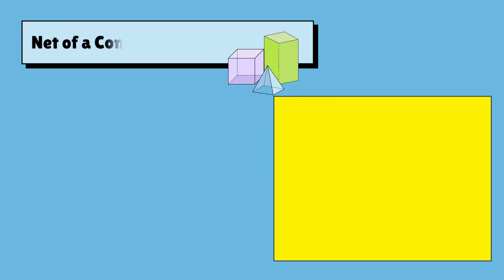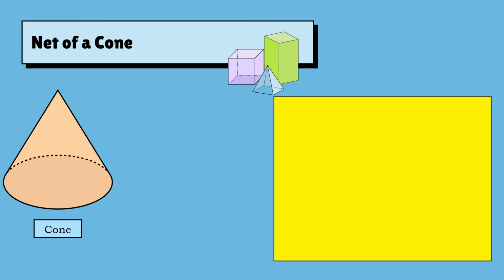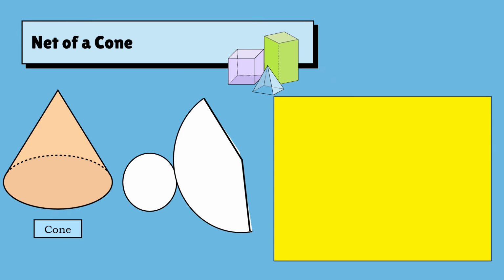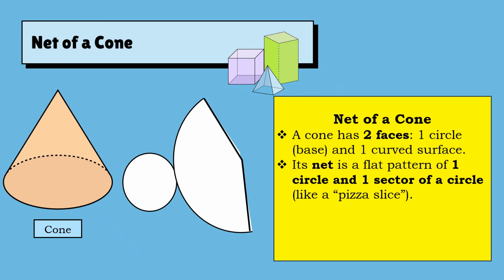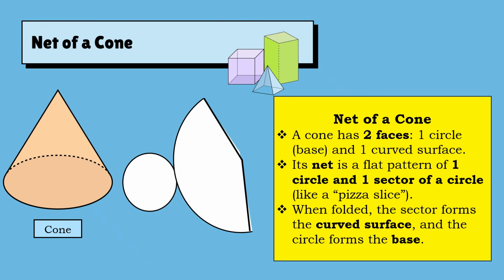Do you know what the net of a cone is? Let's find out. When we open a cone, it looks like this. A cone has 2 faces, a circle, the base, and 1 curved surface. Its net is a flat pattern of one circle and one sector of a circle, like a pizza slice. When folded, the sector forms the curved surface and the circle forms the base.